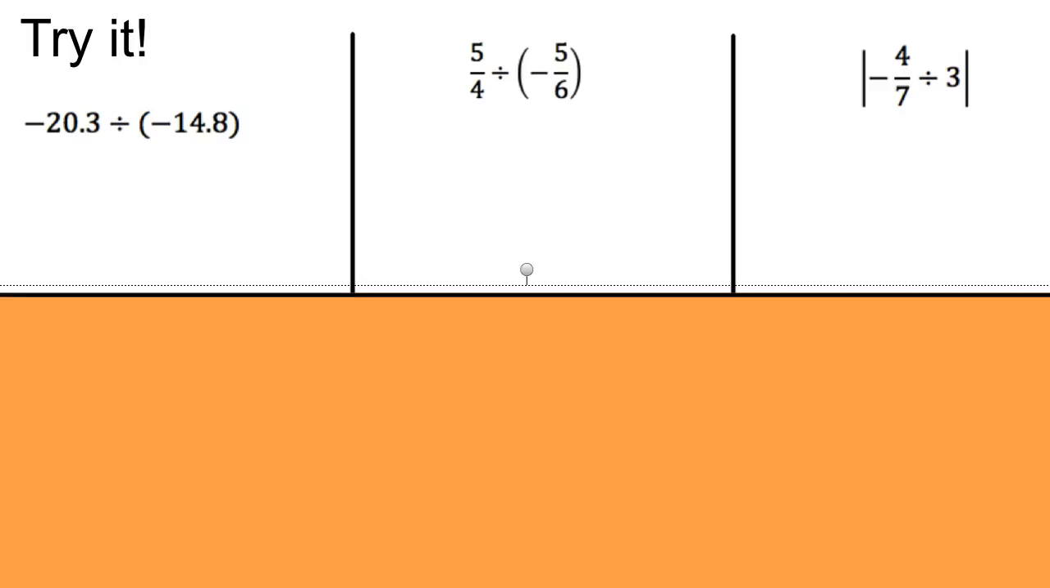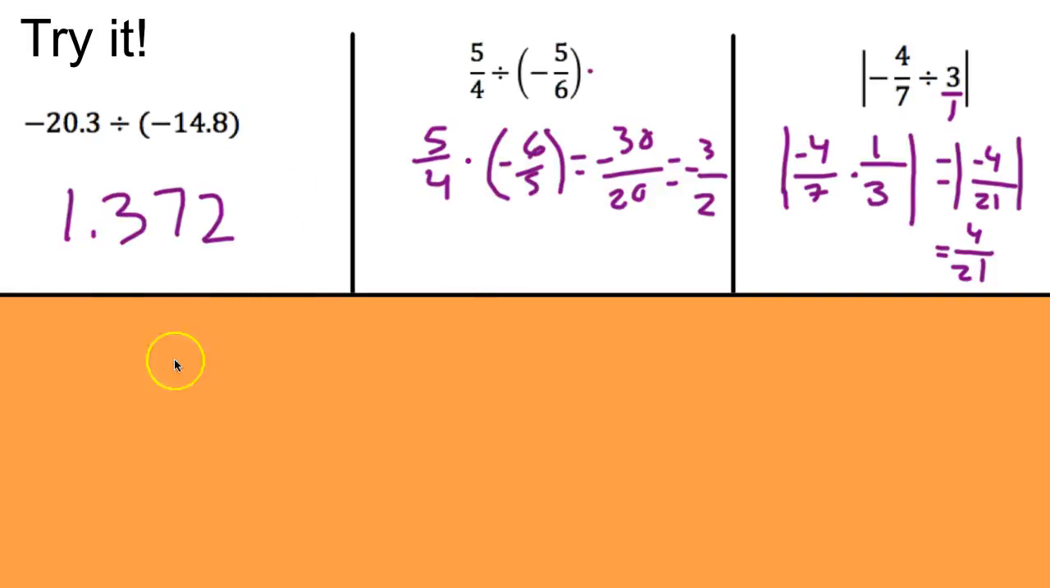What I want you to do now is pause this video, try these, and then check my answers, see if you got them right. So go ahead, pause that video now. So what I did was stick this one in the calculator. But it's important to note it's a negative divided by a negative, so that will give you a positive answer. I also rounded this one, so if you got a different last number here, I got 2 because I rounded.